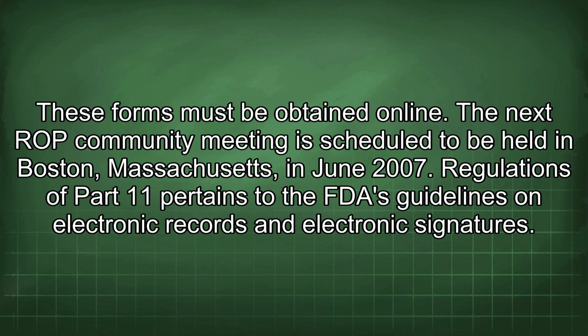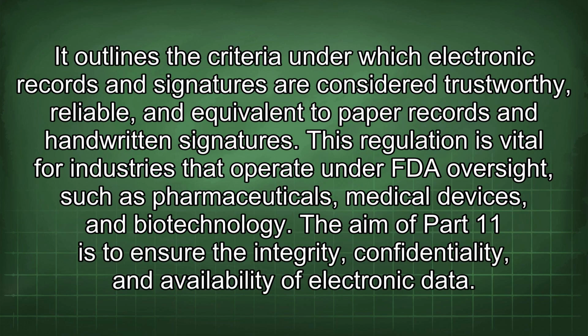Regulations of Part 11 pertains to the FDA guidelines on electronic records and electronic signatures. It outlines the criteria under which electronic records and signatures are considered trustworthy, reliable, and equivalent to paper records and handwritten signatures. This regulation is vital for industries that operate under FDA oversight, such as pharmaceuticals, medical devices, and biotechnology.